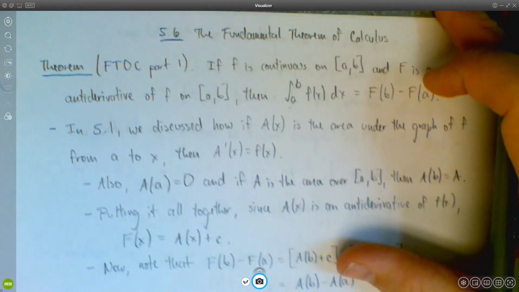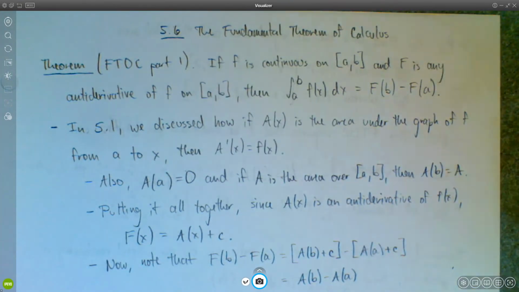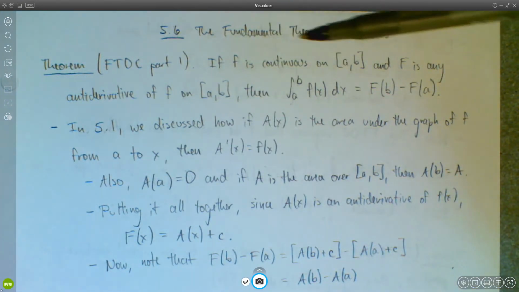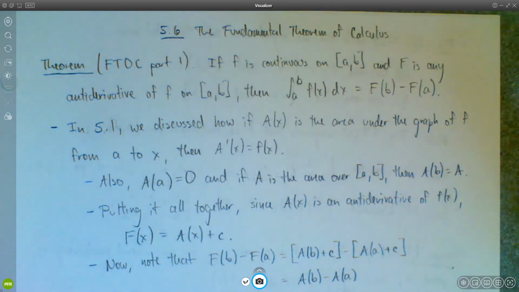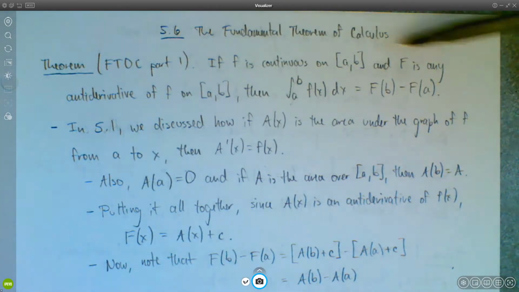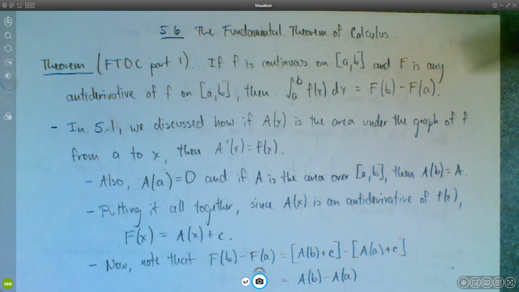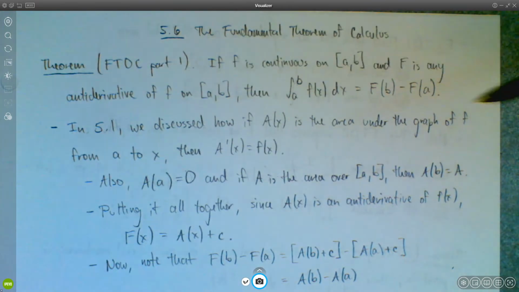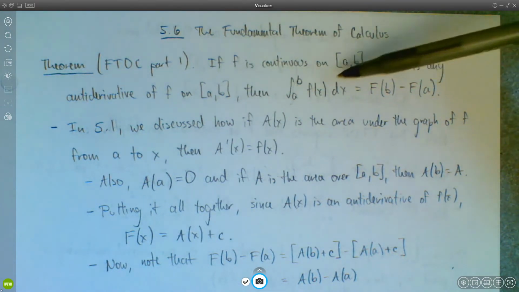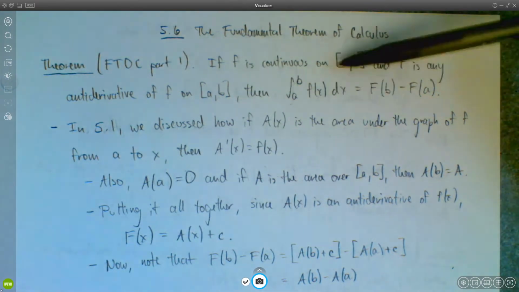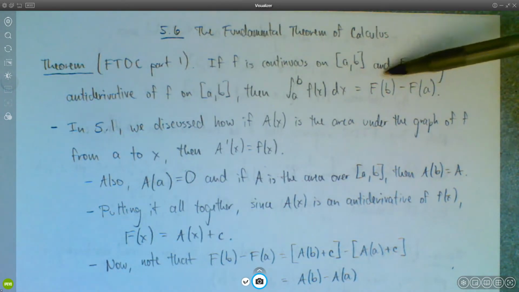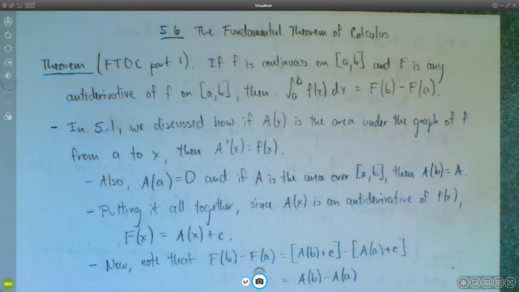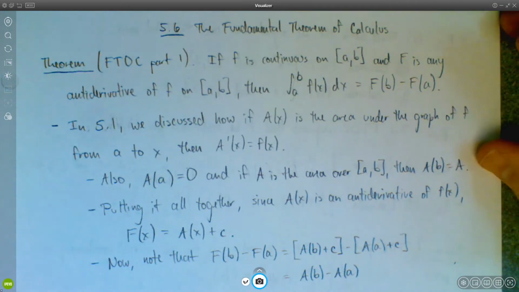Let's get into it. So first of all, the fundamental theorem of calculus has two parts. The first part says that if f is continuous on a closed interval [a, b], and if capital F is any antiderivative of lowercase f on that closed interval, then the integral from a to b of f of x dx is just capital F of b minus capital F of a. Now, let's talk about why that is.